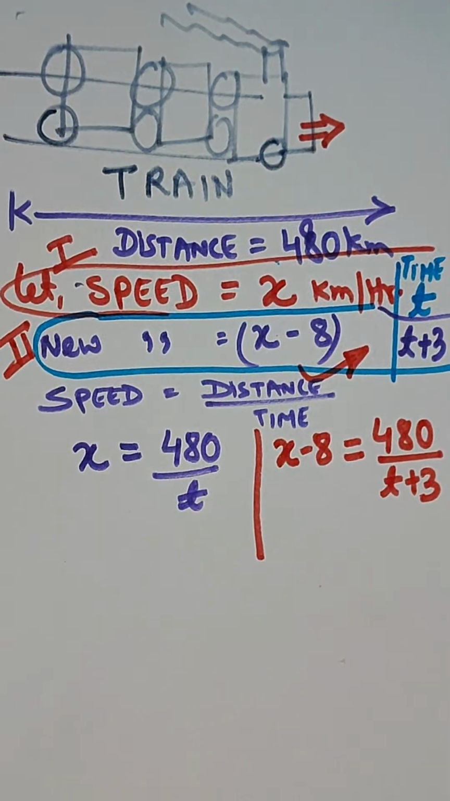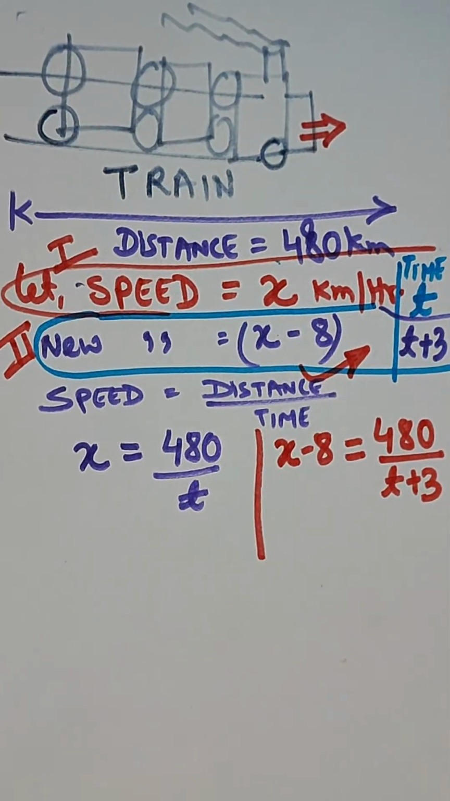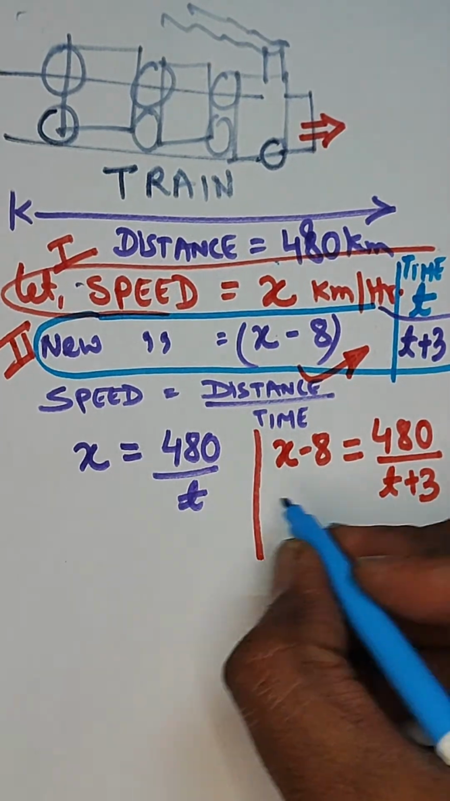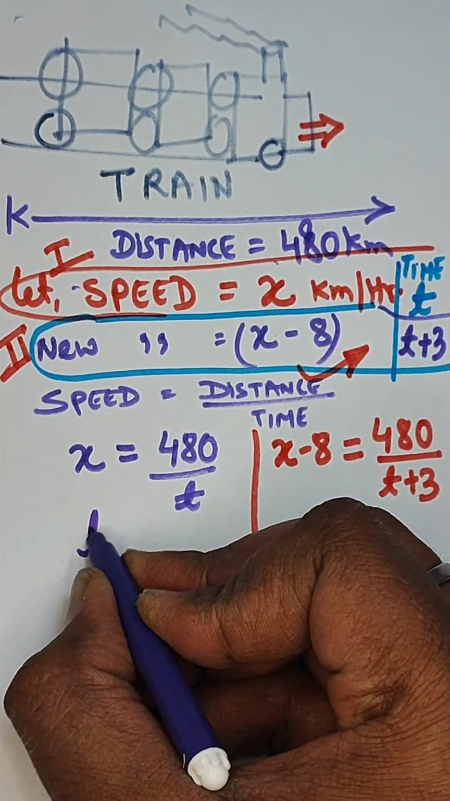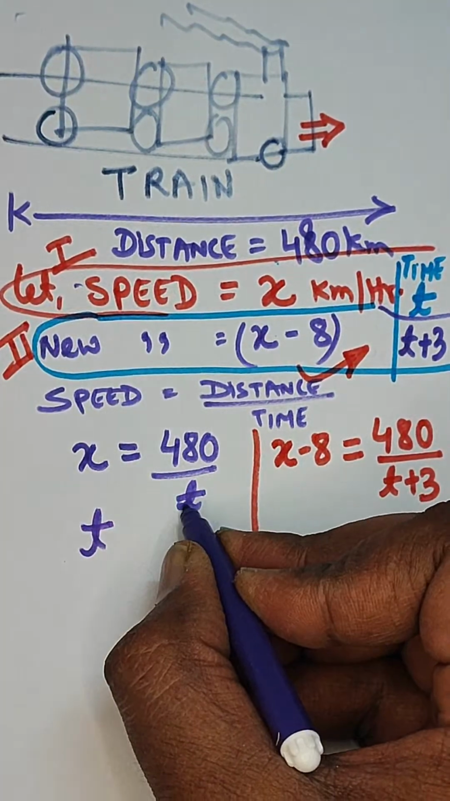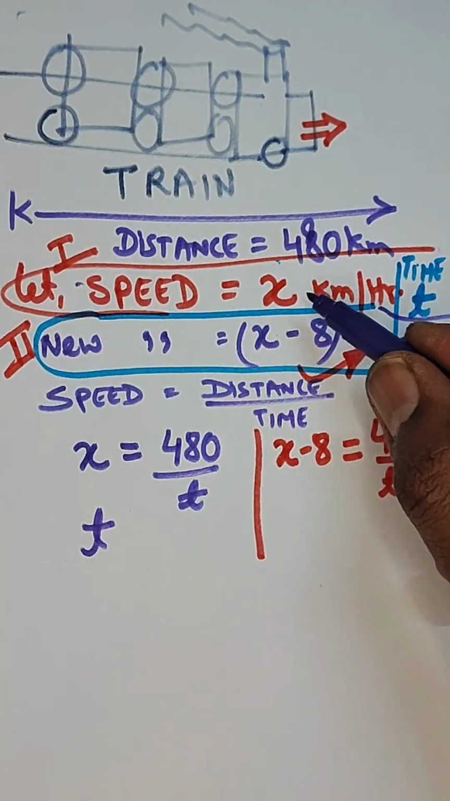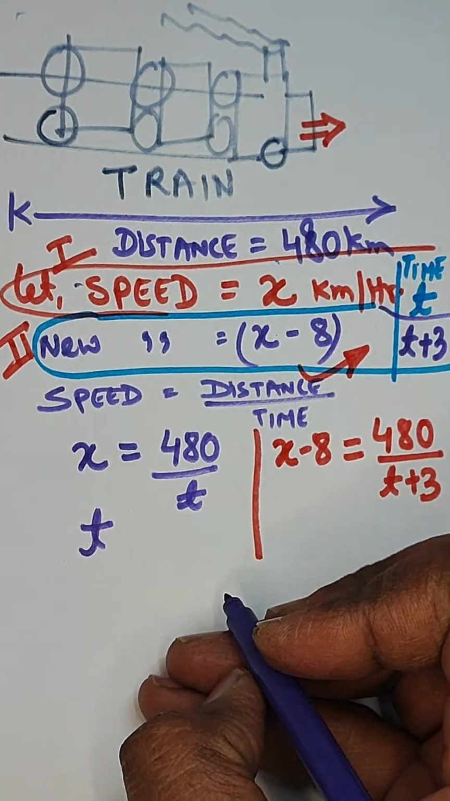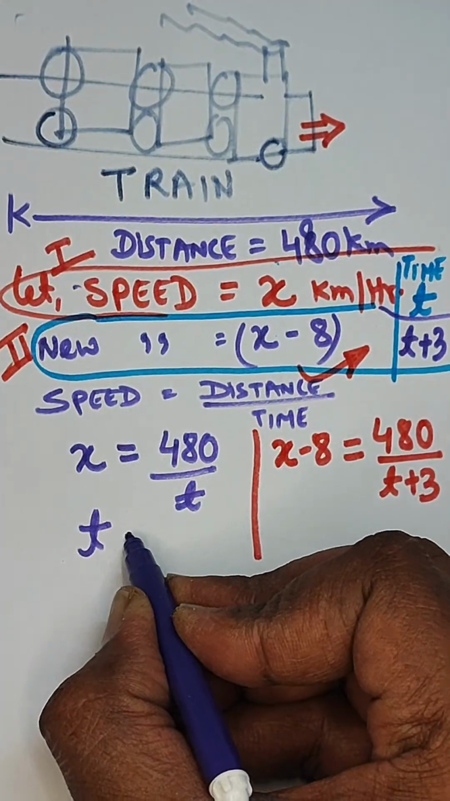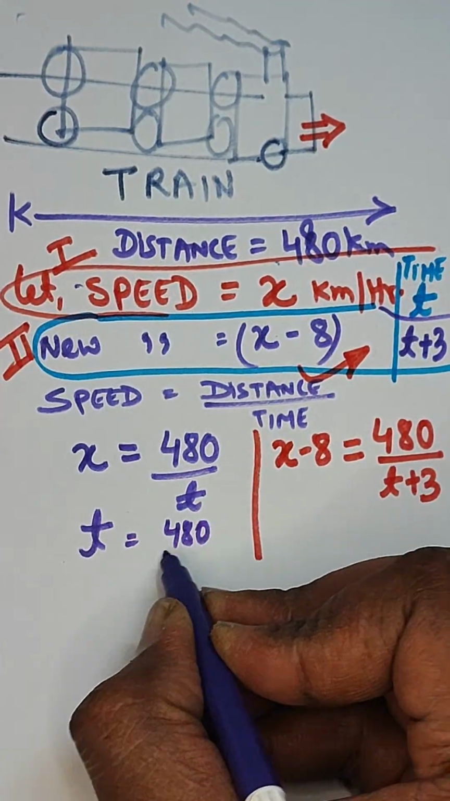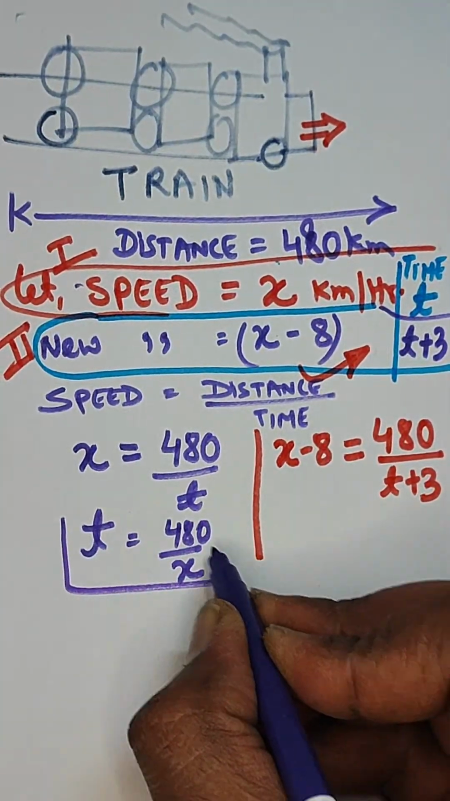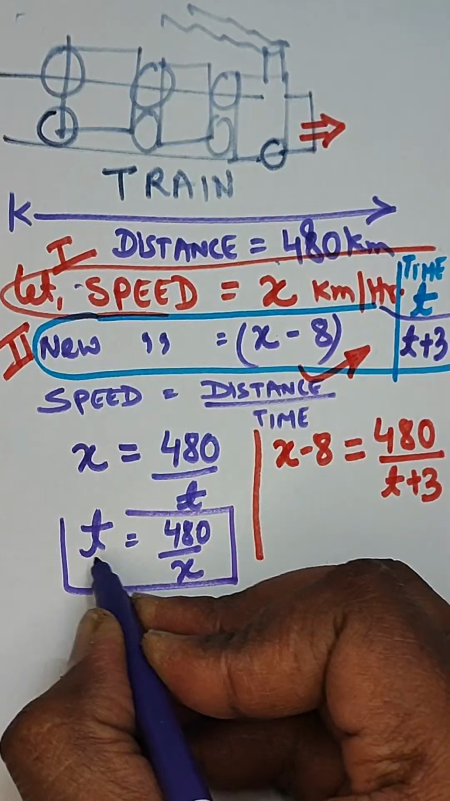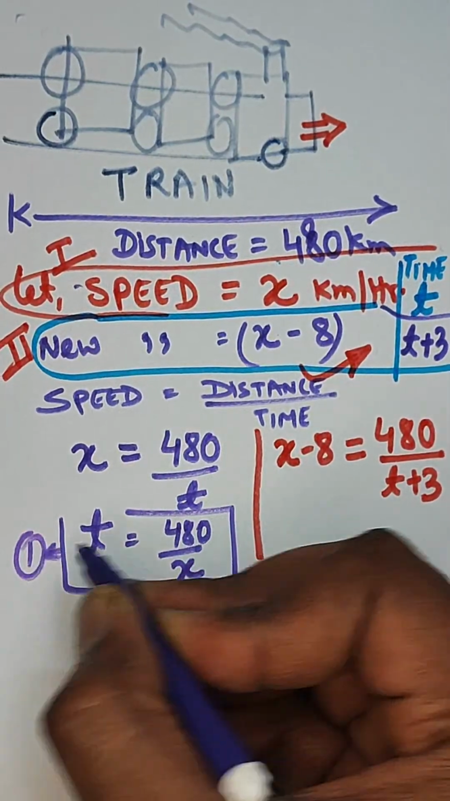Now with this, we can replace t so that we have the equation only in the form of x, so that we can calculate the actual speed. This is the requirement, right? So from here we get t is equal to 480 by x, isn't it? This is one of the equations which we are going to use, right? This is equation number 1.